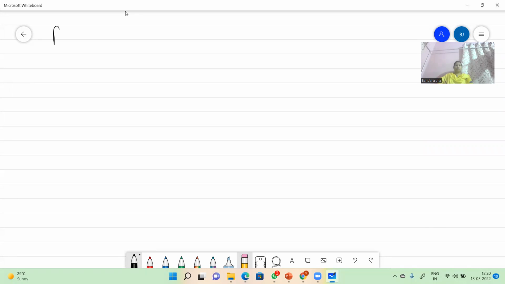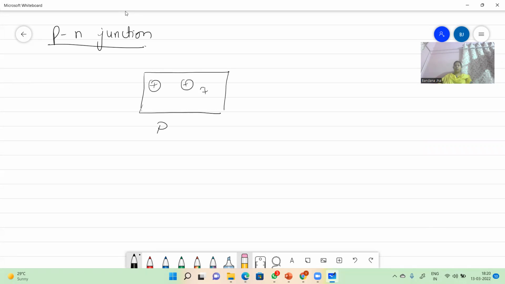Our next topic is the p-n junction. As we have already studied, in p-type semiconductor the majority carriers are what? Hole carriers. Whereas in n-type semiconductor, the majority charge carriers are what? Electrons.